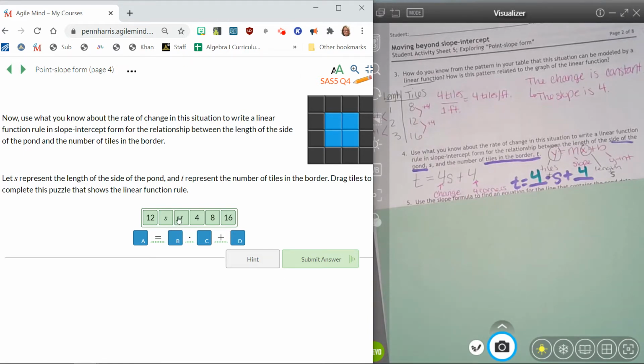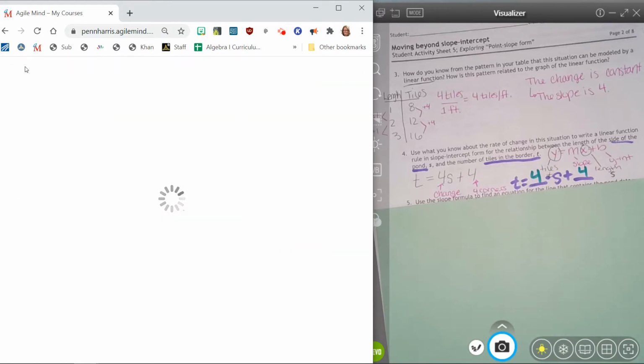Okay, and we can go ahead and say that my tiles equals 4 times the number of sides plus 4. Hit submit. Next page.